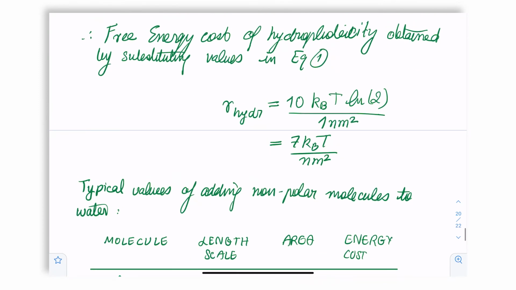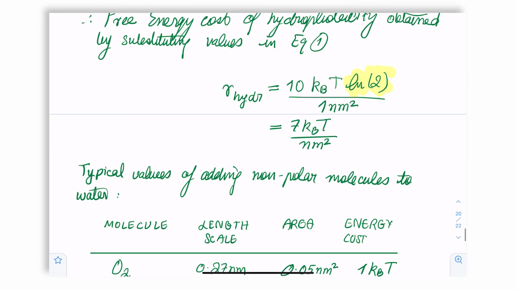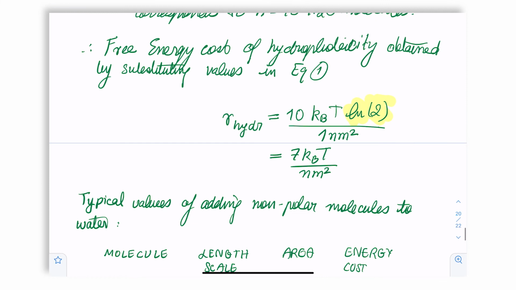And so we end up with a term which we can solve with ln2, right? Many of you probably know this. This gives us 7 kBT per nanometer square. This is the gamma, the hydrophobic energy of adding something into water per unit area.